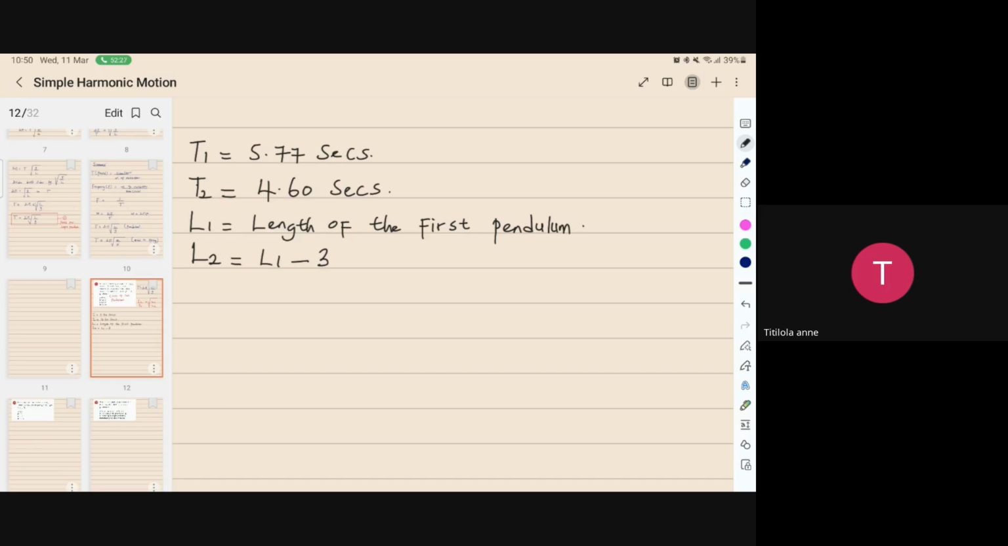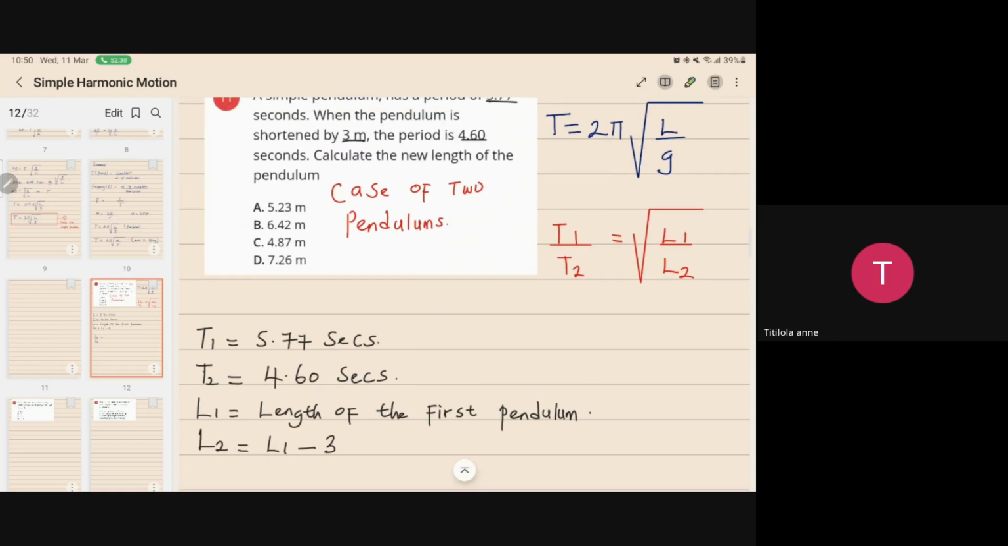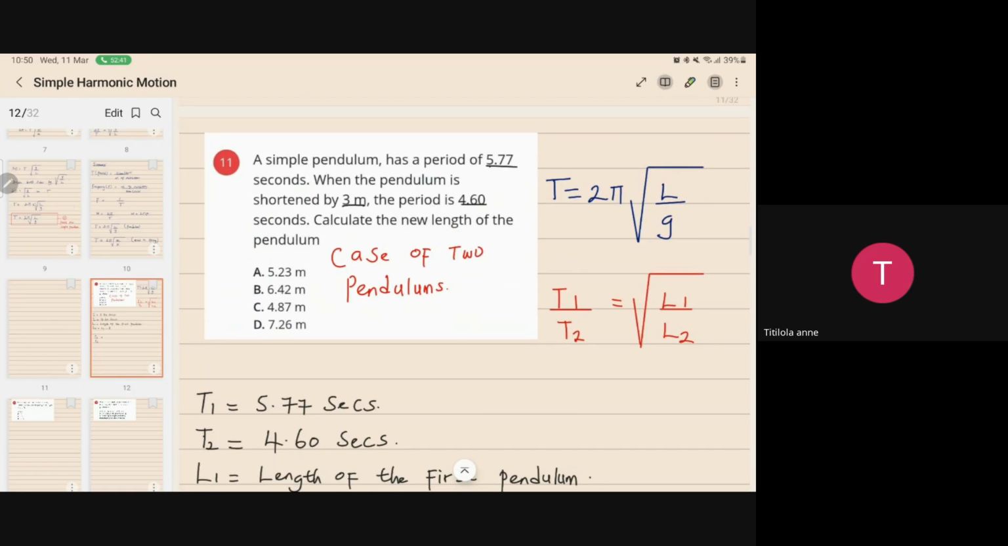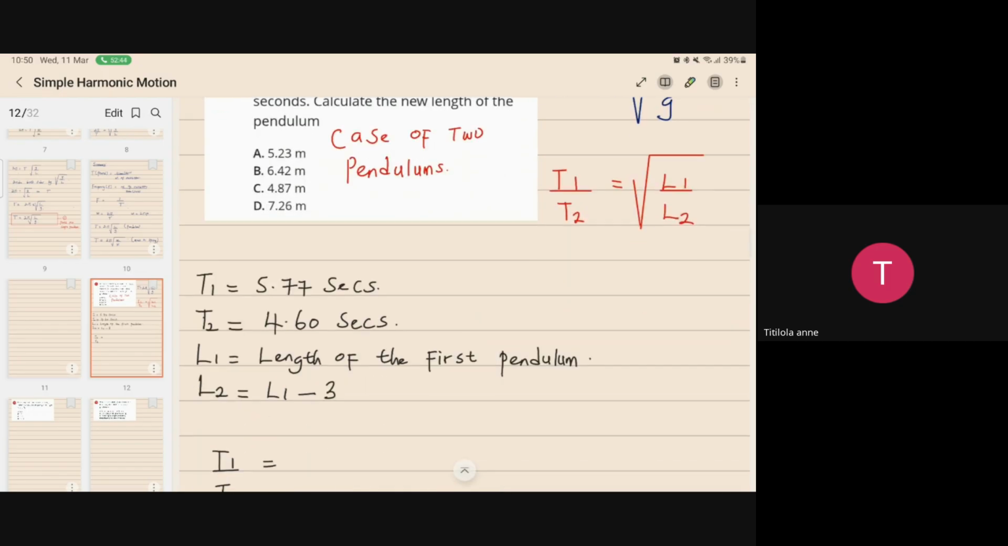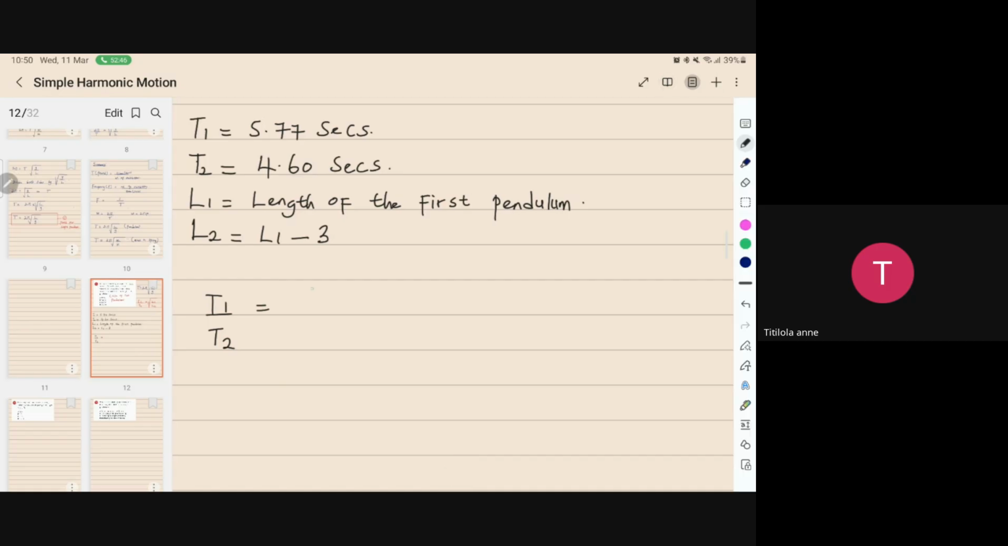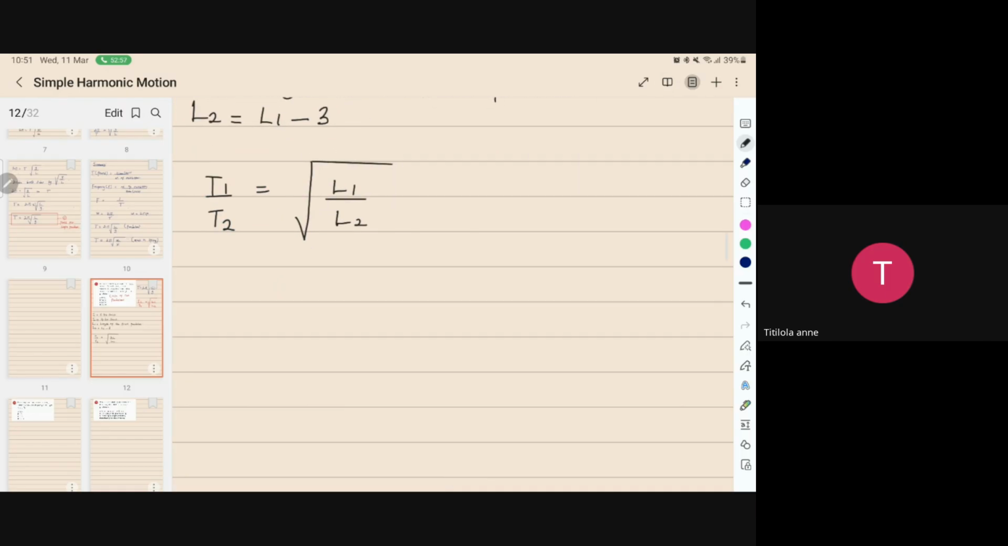All right, interesting. Good. Now we have T1 over T2, let's now plug in our values. T1 over T2 is equal to, and what are we looking for? The question simply said we should calculate the new length of the pendulum. So we're looking for L2. That's the new length of the simple pendulum. So let's plug in our values. We have square root of L1 all over L2. Now we have the values of our T1 and T2. T1 is 5.77. Your T2, the period reduced, 4.60.